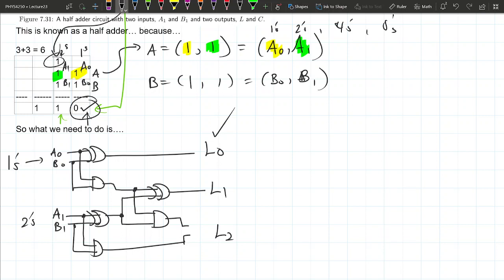Let's see what the result is for L1. L1 is the thing that clumps everything together. It depends on all 4 of these things. So let's do this addition here. We're going to have A0 is 1, B0 is 1, A1 is 1, B1 is 1. So all ones. We want the answer to be 1. Let's see if that's true.